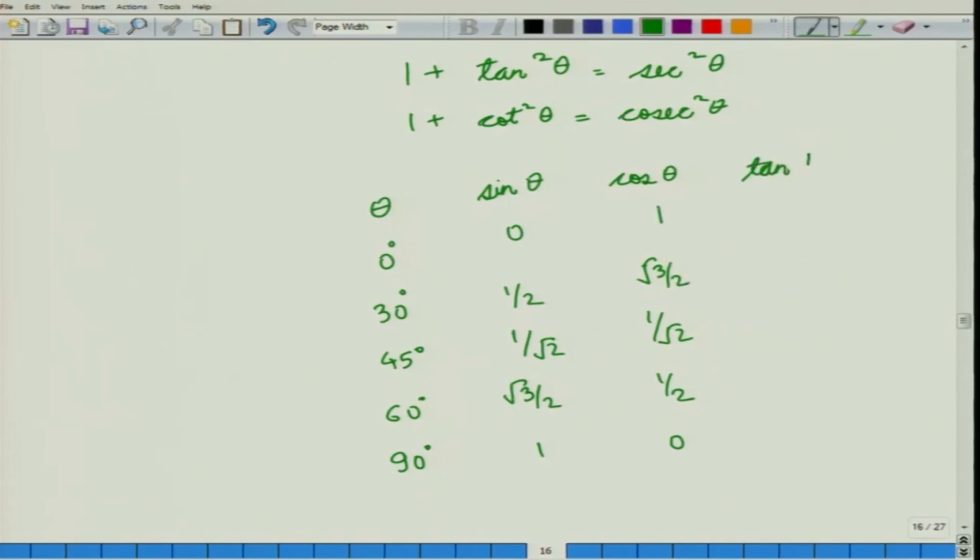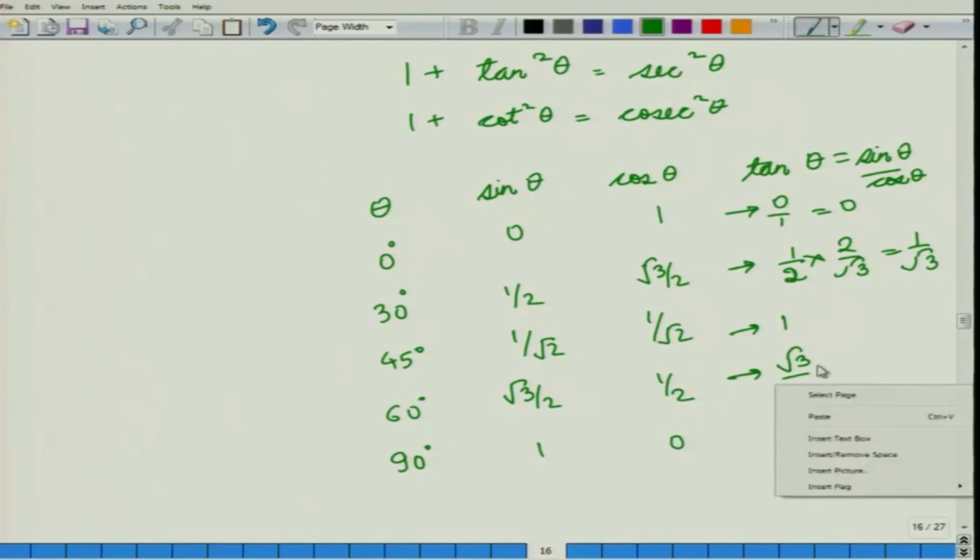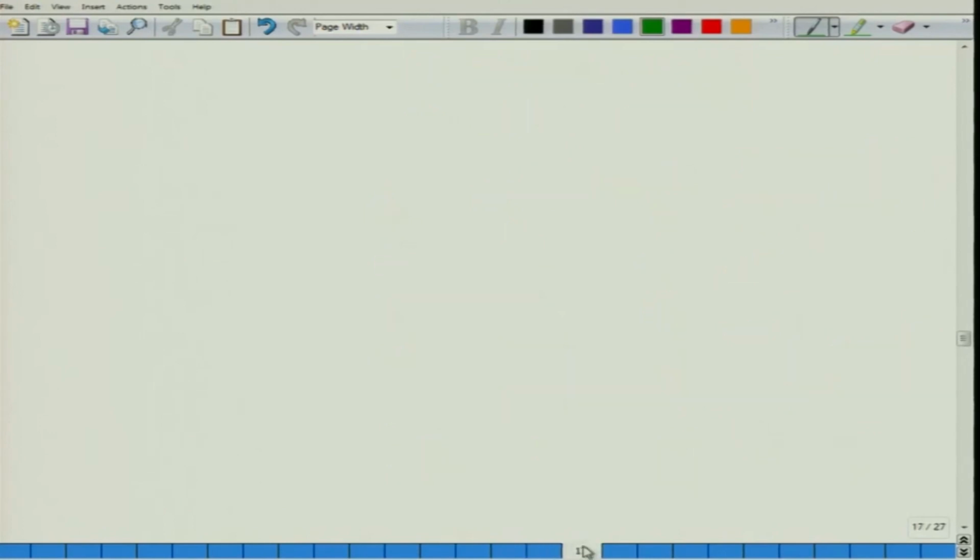And tan theta, it is the ratio of sin theta upon cos theta. So, basically this would become 0 by 1 equal to 0. This would become half into 2 by root 3 equals 1 by root 3. This would become 1. This becomes root 3 by 2 into 2 equals root 3, and this becomes not defined because division by 0 is not defined. Now, we can use these values and the trigonometric relations to measure a triangle. So, let us look at an example.